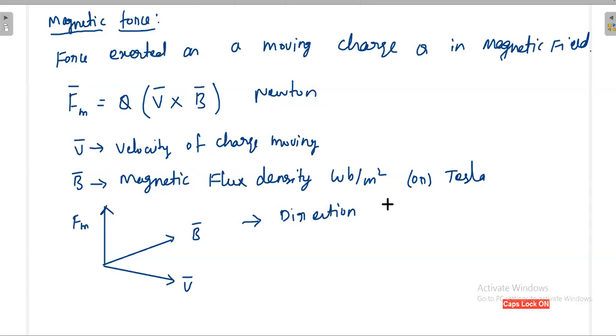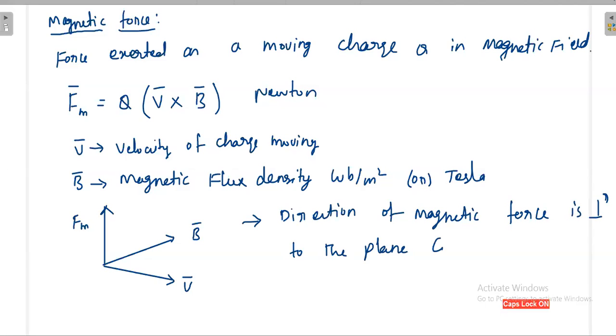Direction of magnetic force is perpendicular to the plane containing V bar and B bar. V bar is what? Direction of the movement of the charge and also velocity.